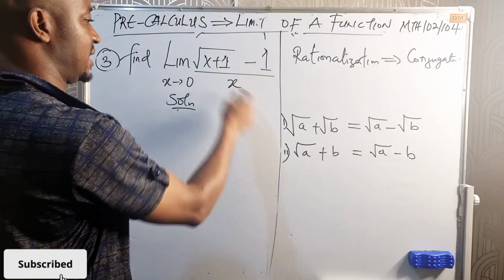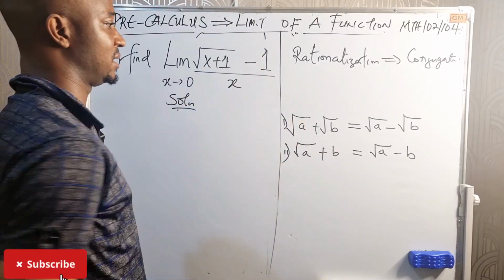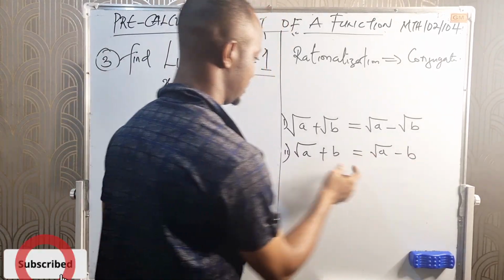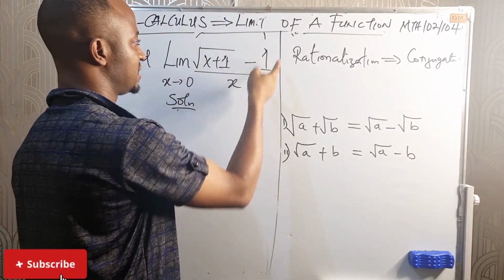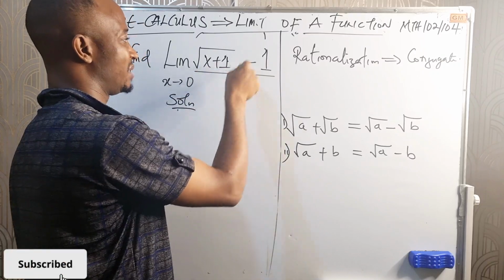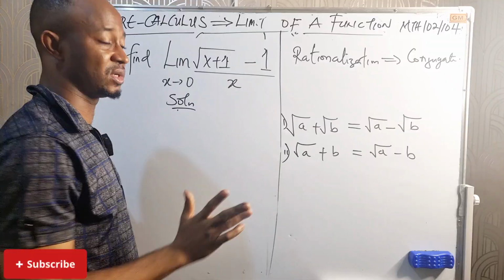x plus 1 is taken as a, right? B is taken as what? As 1. Are you there? So the conjugate of this is this. The conjugate of this is this. So that means the conjugate of this with x plus 1 minus 1 will be with x plus 1 plus 1. So I will just change this sign to plus. That is just the conjugate.